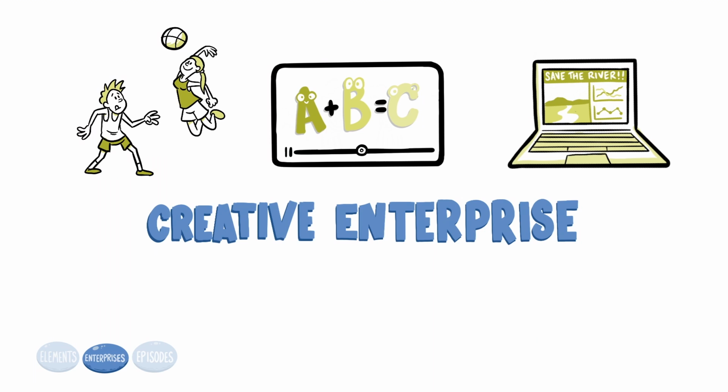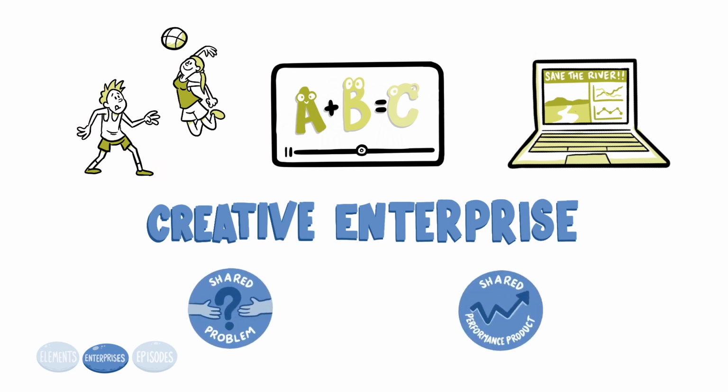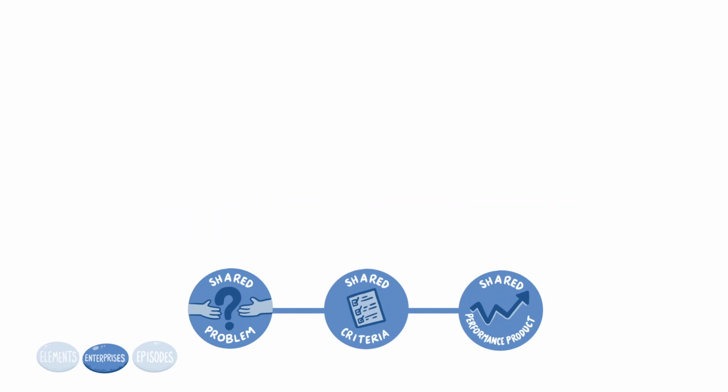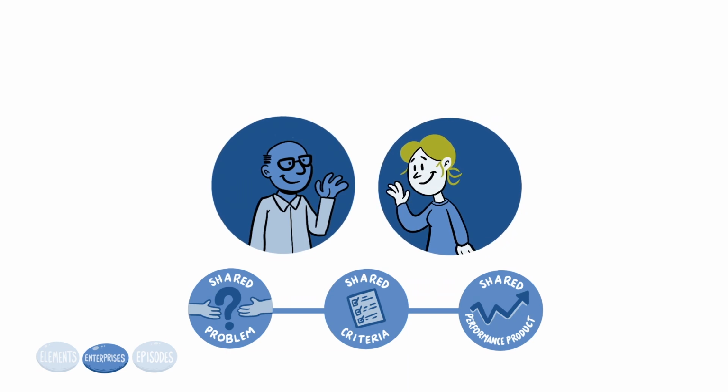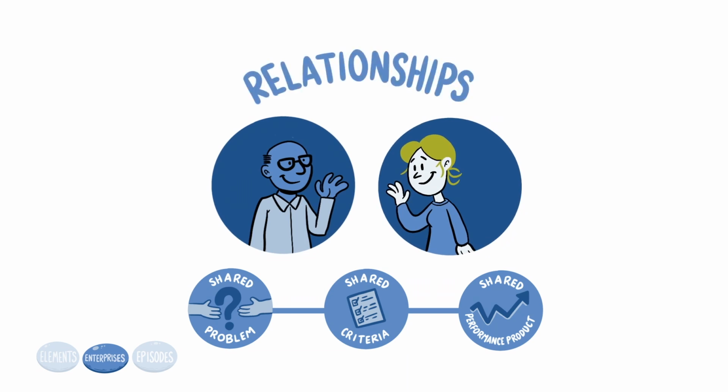The chosen creative enterprise is then expanded by identifying a shared problem with a nod to inquiry and a shared performance product with a nod to backward design, both joined together by shared criteria. We emphasise the word shared as the aim is for everyone, teachers and learners, to be working purposefully together. This brings relationships to the forefront in planning the achievement of learning outcomes.